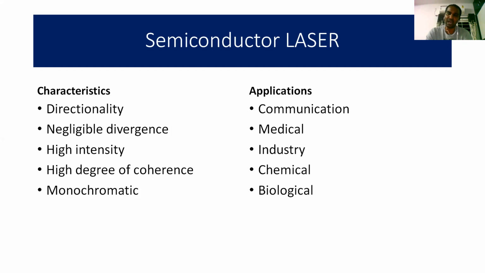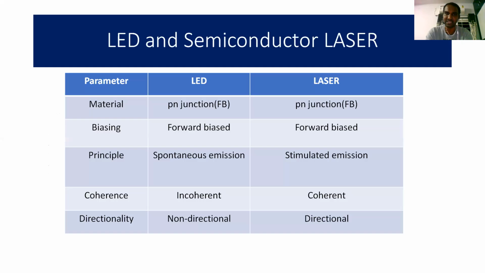If we consider the applications of semiconductor lasers, they are used in many areas like communication, medical, industry, chemical and biological applications. And if you consider the LED and semiconductor laser, what is the necessity of comparing these two? Because both are PN junction diodes, and both are operated under forward bias. That's why we have to compare certain parameters between laser light and LED light.